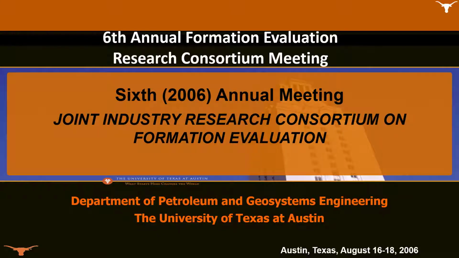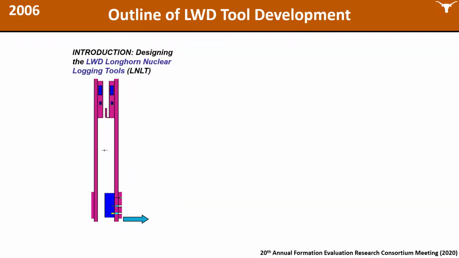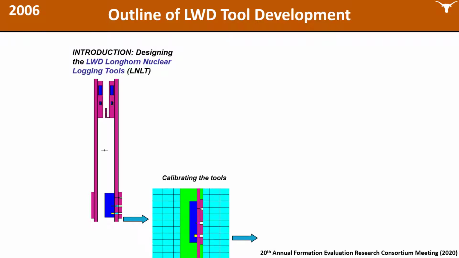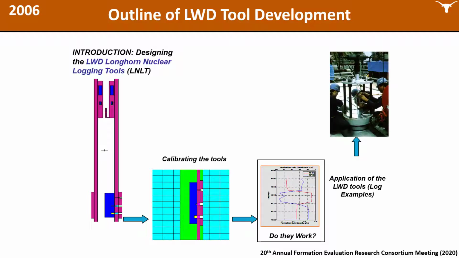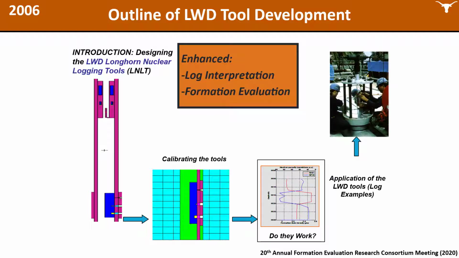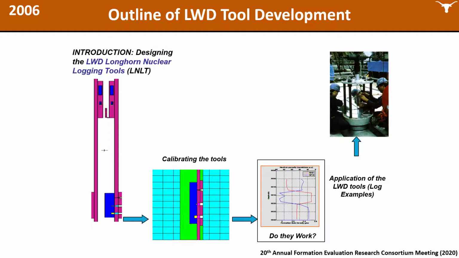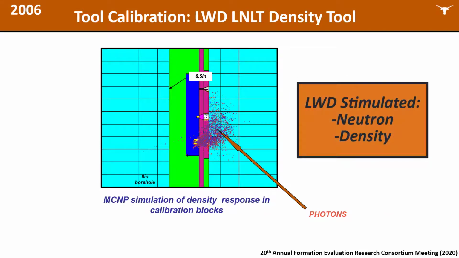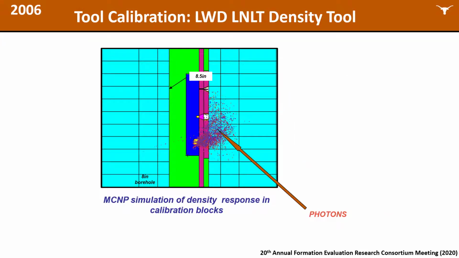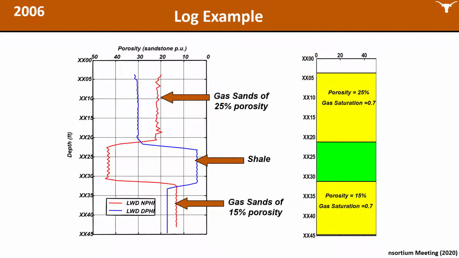Monte Carlo simulation of LWD neutron and density logs was presented in 2006. An LWD simulation tool was developed to understand nuclear responses in certain well configurations. This enhanced log interpretation and formation evaluation. The tool was designed, calibrated, and LWD was simulated for neutron and density. This log is an example of a test response of the new LWD nuclear tool.